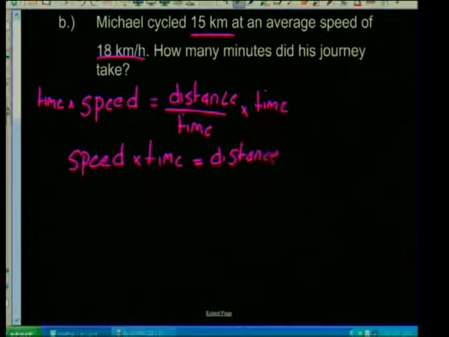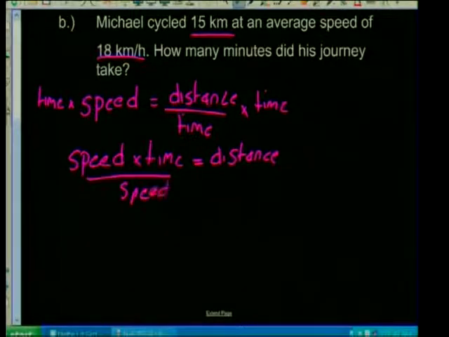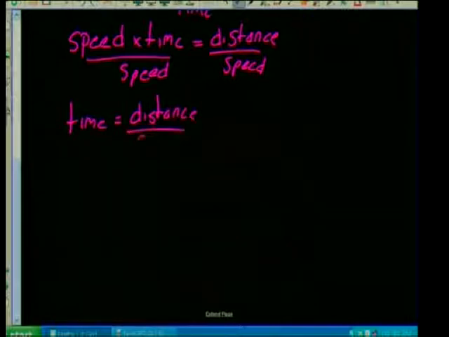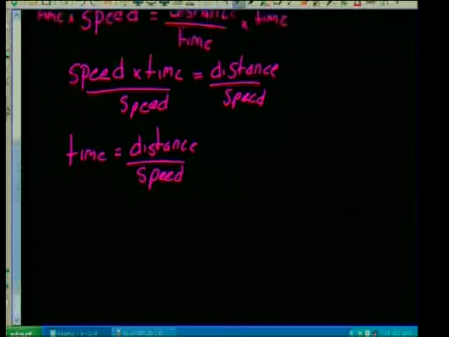And it might be easier for you to do if you had numbers in. We want to know the time, so we're actually now going to divide by speed on both sides. So what I'm telling you finally is that your time is actually your distance divided by the speed. Now, let's go back to find our answers.